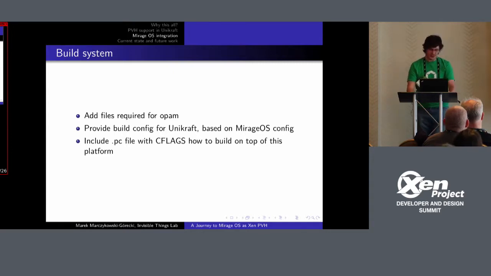But there are some more issues. To link things with Unikraft, we needed to convince the Mirage build system to use some specific CFlags. And there is a method for that: you can add a PC file. So we also committed that to the Unikraft repository. So there are two additional files that are very specific to the Mirage build system but committed to the Unikraft repository. We need something better here. I have no idea yet what.